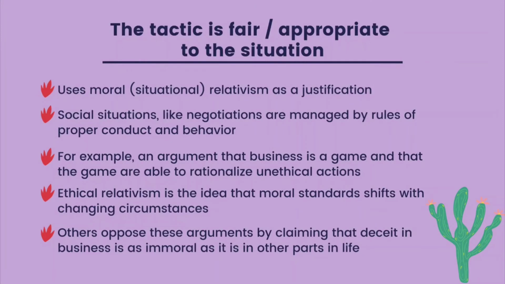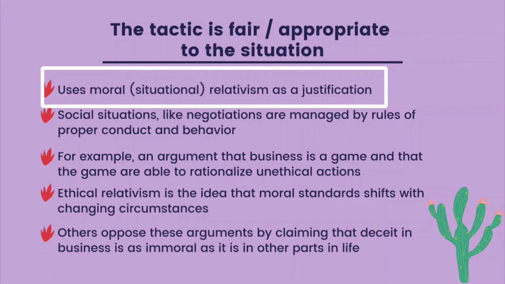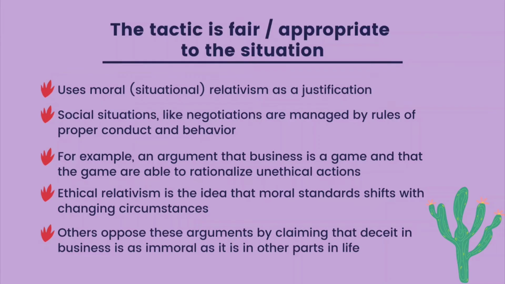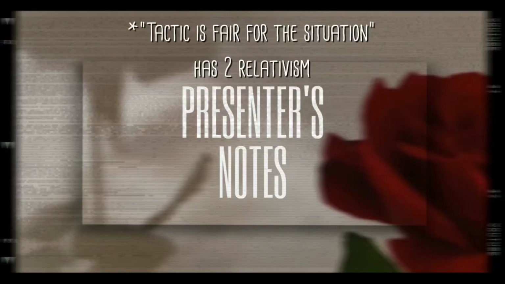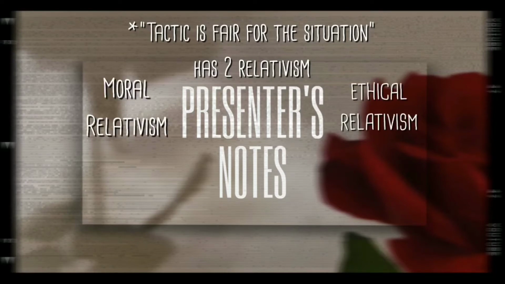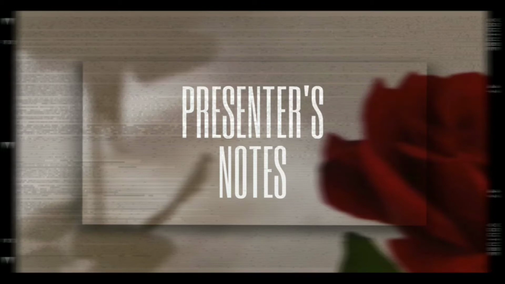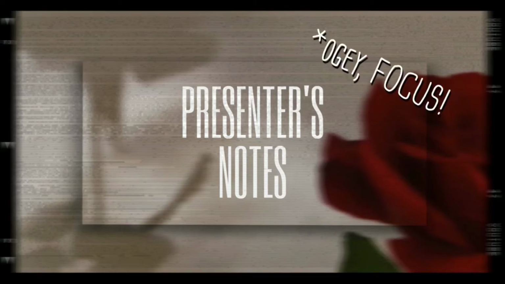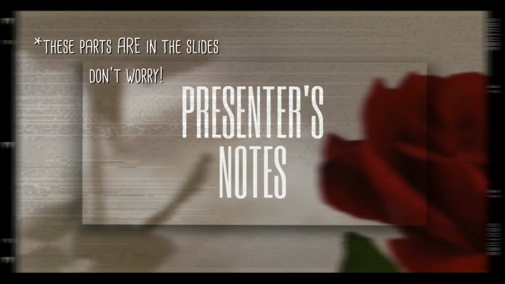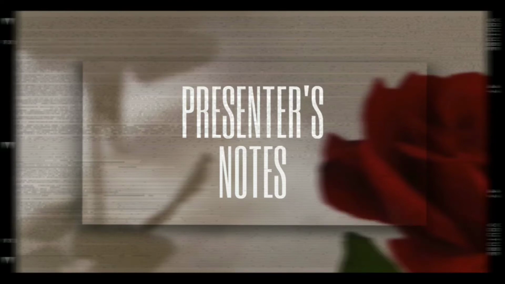Let's say unethical tactics are used and the tactic is deemed fair or appropriate to the situation. This tactic uses moral situational relativism as a justification. Social situations like negotiation are managed by rules of proper conduct and behavior. There are two types of relativism: moral relativism and ethical relativism. In moral relativism, business is viewed as a game, and in that game you can do whatever it takes, as long as you have a justifiable explanation for what you did. As opposed to this, ethical relativism claims that the wrong things you did or the deceit you did in business are still wrong.